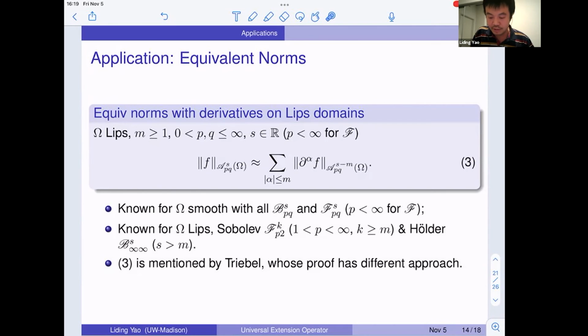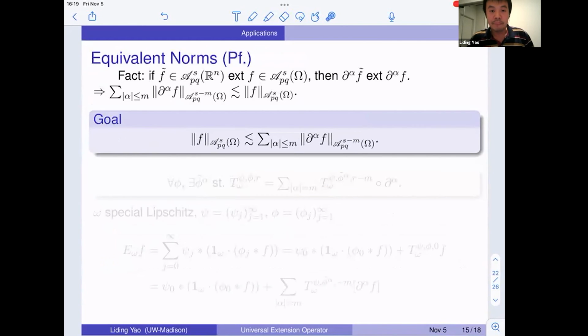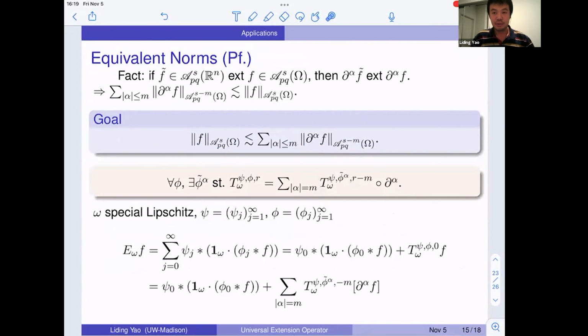So for the last, maybe I'll take 2 minutes to talk about the proof of this result. The difficulty is actually only one side: to show that the norm of the original function is bounded by the norm of its partial derivatives. So how do our results apply? Let's recall that if we have a certain operator, then we can write it as a sum of certain operators composed with partial derivatives.